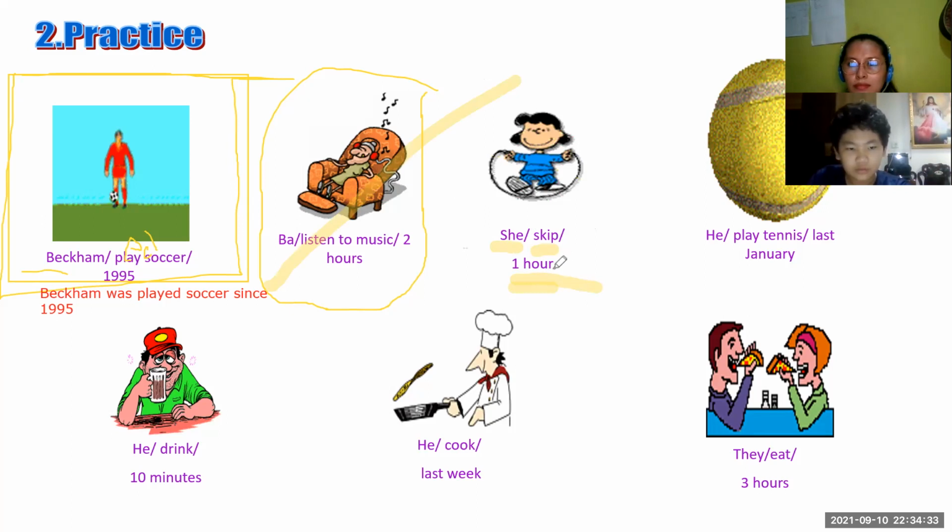I don't know how to make a sentence. Okay, she. The word she is singular. What are you going to use, was or were? She was or were? She skipped 1 hour. Okay, that is she. That's singular. As she there is singular, so what are you going to use if it's singular?